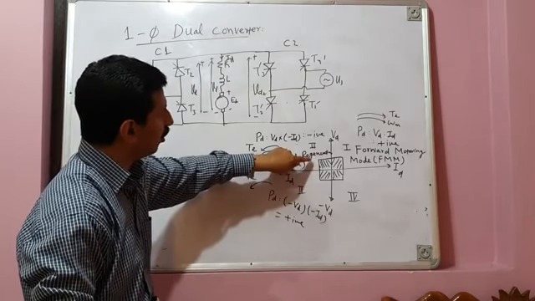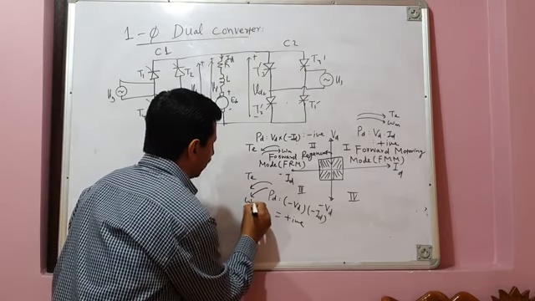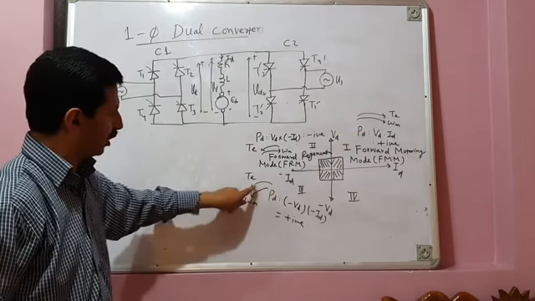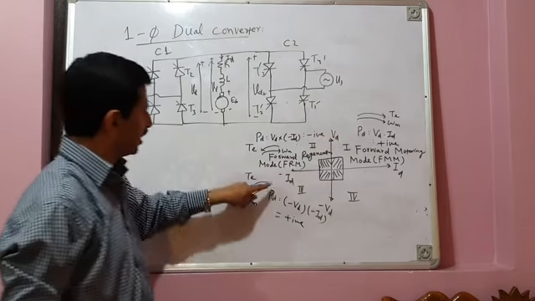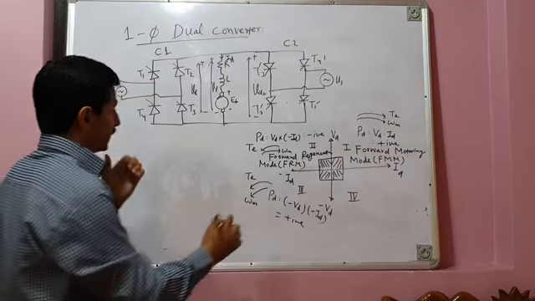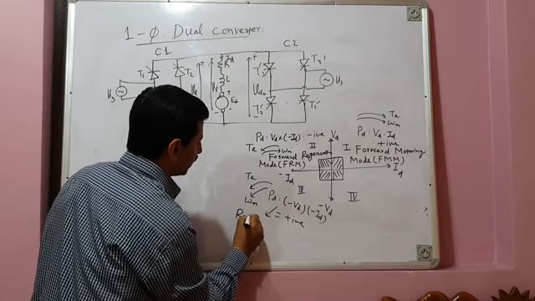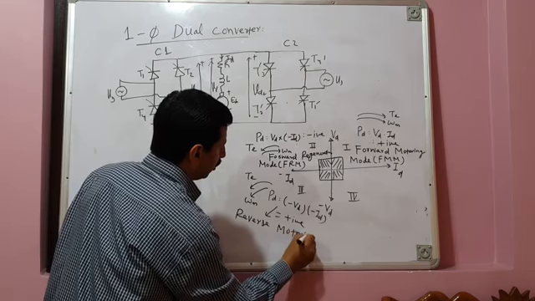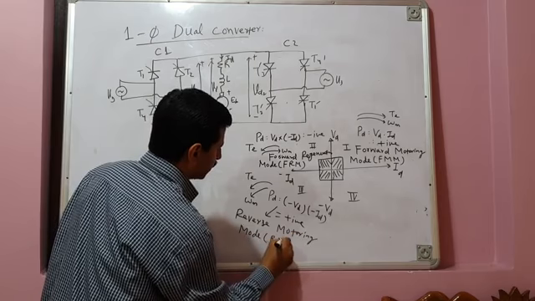And since in quadrant 2 the machine has already stopped, now it will start accelerating in the reverse direction, omega m. In forward motoring mode, it was running in the clockwise direction, and in reverse motoring mode, since the direction of electromagnetic torque is opposite to this, the machine will start running in the reverse direction. So this is called reverse motoring mode. In quadrant 3, your machine is operating in reverse motoring mode, RMM.